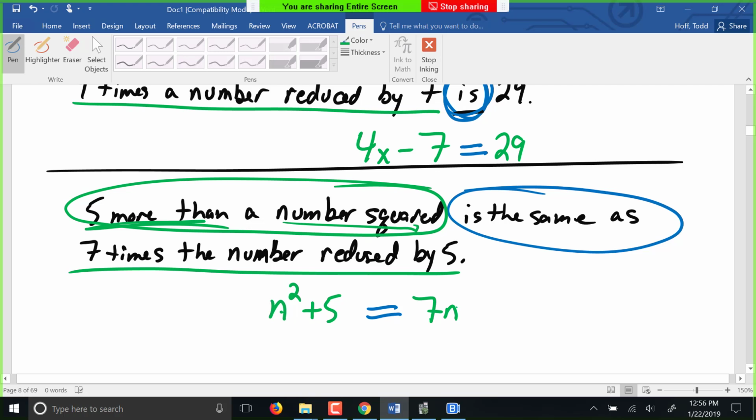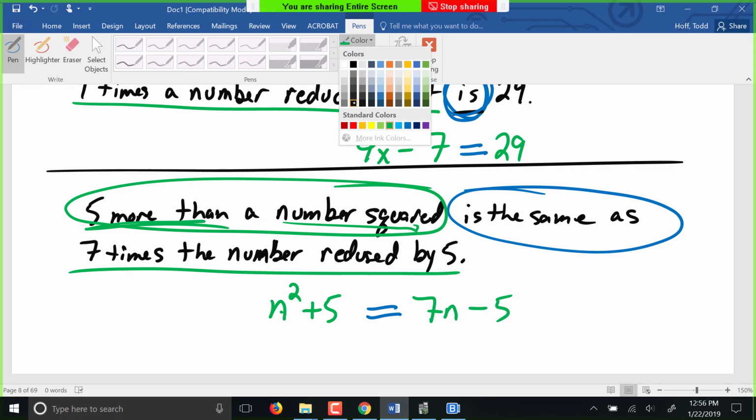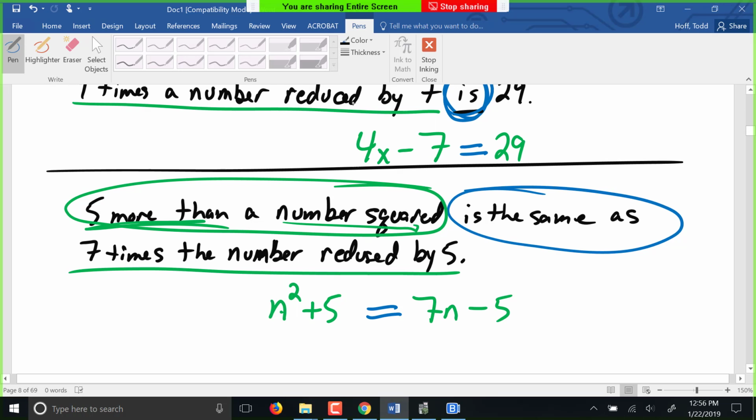But yeah, sure. And that's one of the reasons why I try to throw in other letters, because x seems to be ingrained in us. Whenever you think of a missing number, it's always x. So yeah, 7n minus 5. Now, solving equations like that we'll get to at some point. For right now, we just want to get the phrase written down.